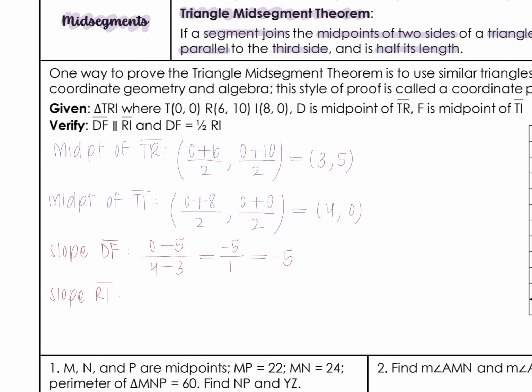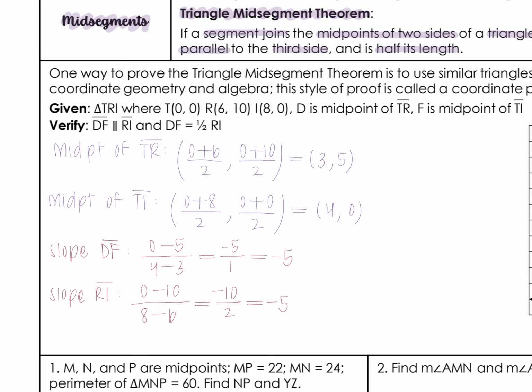Then let's check RI. For RI, the difference in my y's is 0 minus 10, and the difference in my x's is 8 minus 6. So we're going to get negative 10 in the numerator and 2 in the denominator, which will simplify once again down to negative 5. So we have proven that DF and RI are parallel.